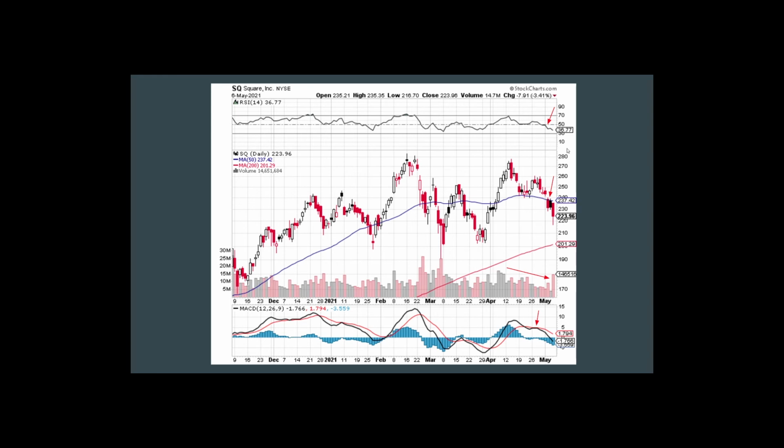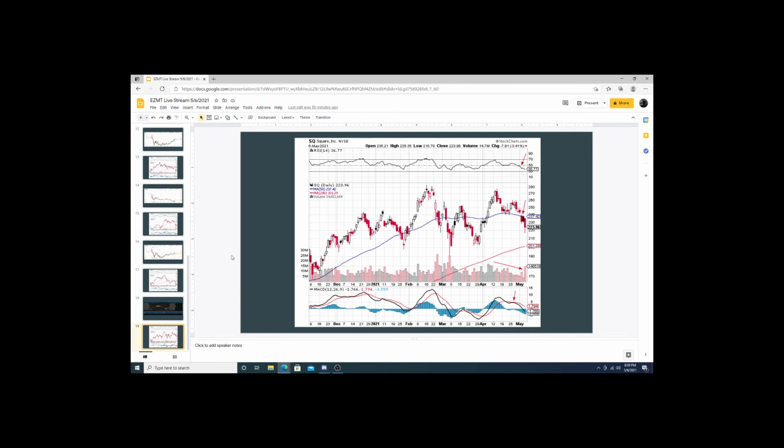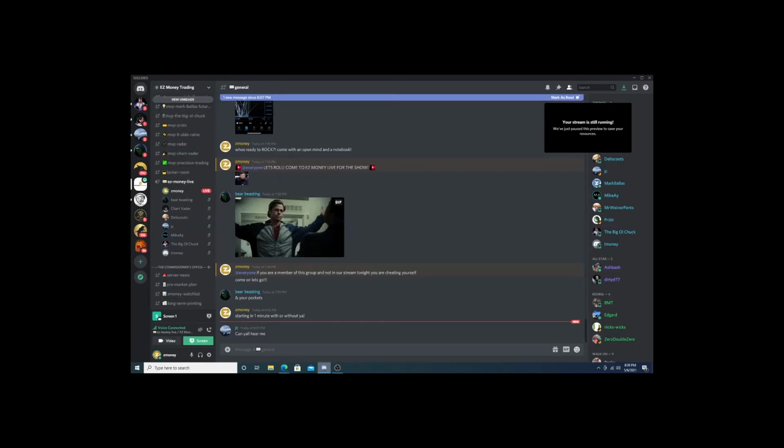What do we got here? Declining RSI, underneath the 50 moving average, big red candle, bearish crossover on MACD, not anywhere near the bottom, big increasing sell volume. Bearish. Watch for a pop and drop tomorrow, guys. Square is a perfect opportunity to short. And that's what I got for you guys tonight. Welcome to Bear Trading 101. Any questions?